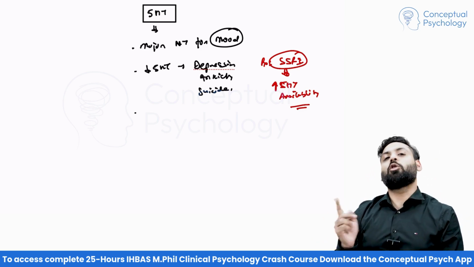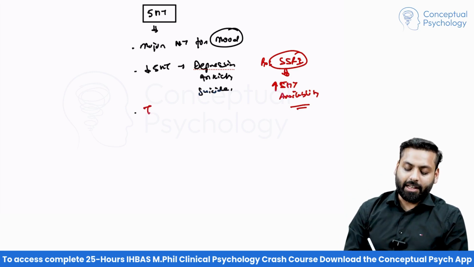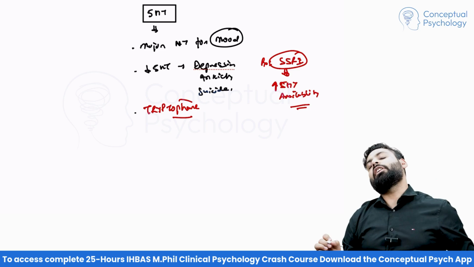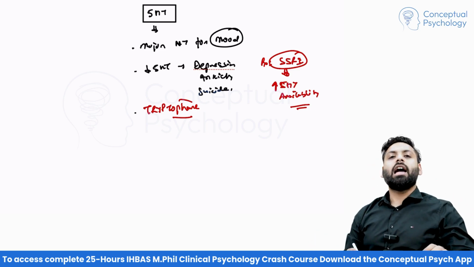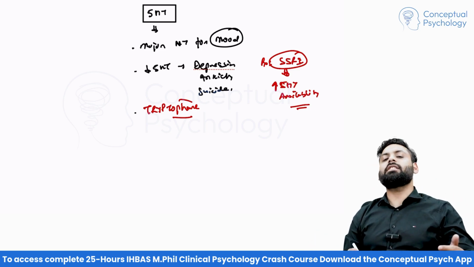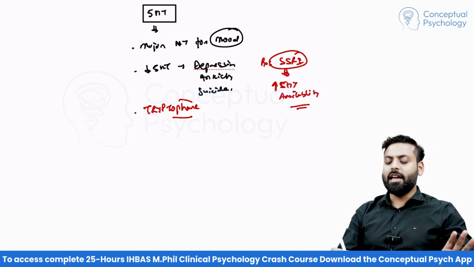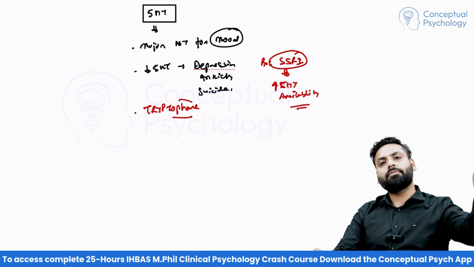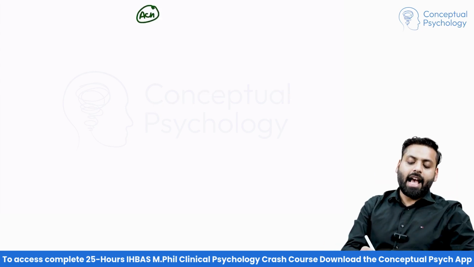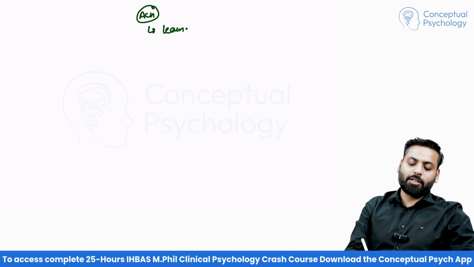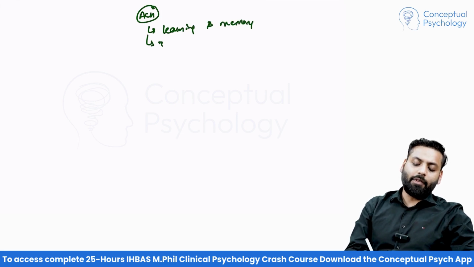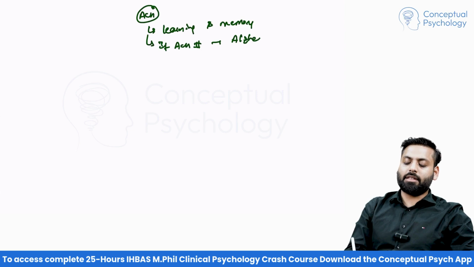And just remember, dopamine, epinephrine and norepinephrine, they are made from tyrosine, but serotonin is made from tryptophan. Okay. Apart from mood, it has a lot of functions in gastrointestinal tract and etc. But we need not discuss that. Okay. Then comes your acetylcholine. Acetylcholine is a famous neurotransmitter for learning and memory. Okay. So if acetylcholine is injured, it can lead to Alzheimer's disorder.